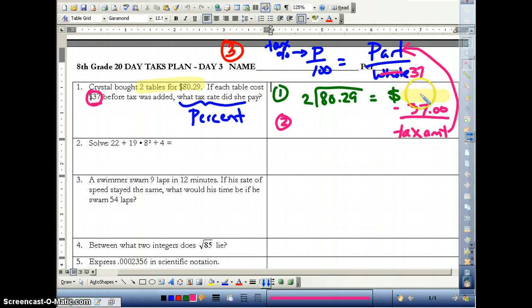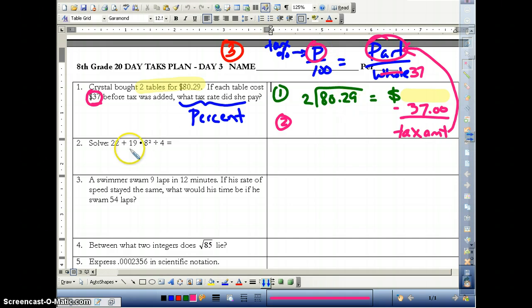All right, it's not this number in yellow. So once you figure out what half of $80.29 is, that's your amount with tax in it for 1 table. Subtract out the amount without tax. Your tax amount is the part that goes right here. And then cross multiply and solve for your P.